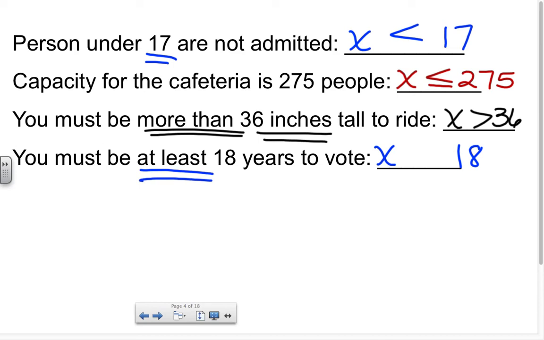Can you be 18 and vote? Yes. Can you be older and vote? Yes. Can you be younger? No. So you're going to have to be greater than 18 or equal to 18 in order to vote.